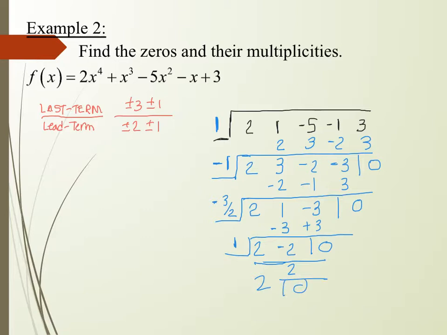So here are my roots. I have 1 with a multiplicity of 2. I have a negative 1, and I have a negative 3 halves. So those are my roots, or the zeros, for this particular polynomial.